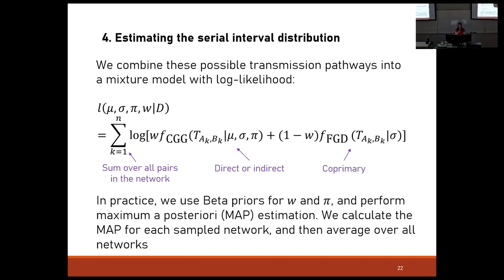And we could maximize this likelihood directly, but in practice, what we do is use a maximum a posteriori approximation by putting priors on those parameters W and pi. So these both are related to sampling. It's not exactly a sampling rate, but in co-primary transmission, we've missed a case, right? The person who infected both A and B. And of course, pi tells us about missing cases as well.